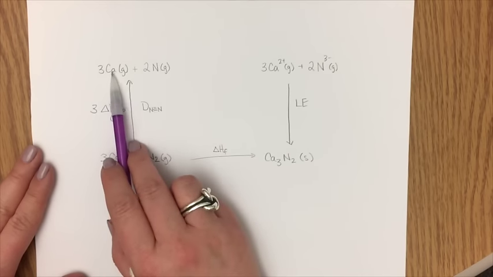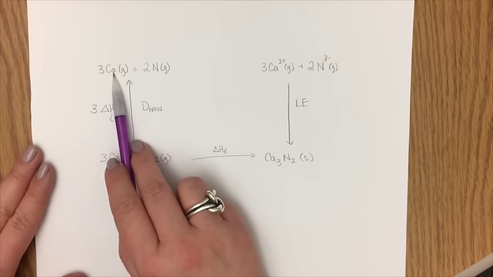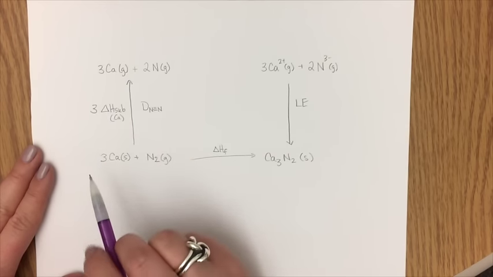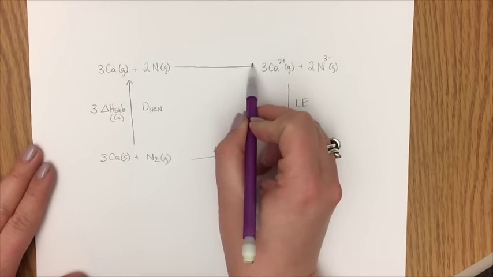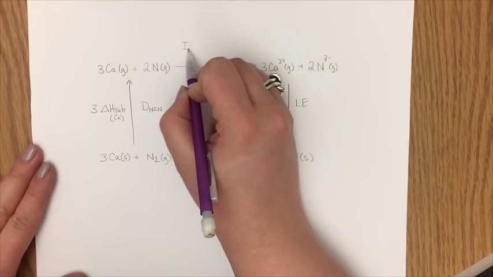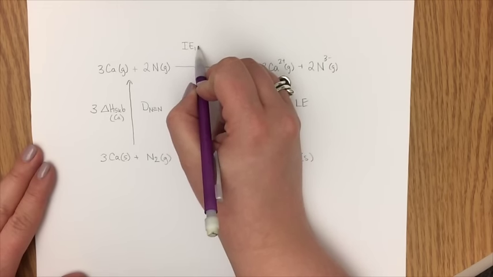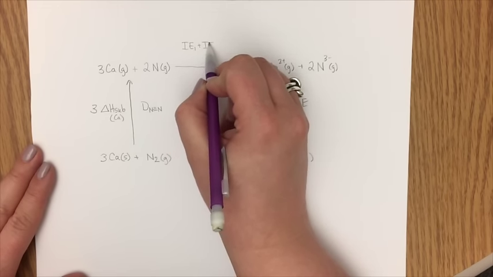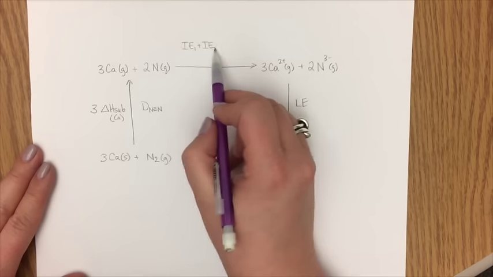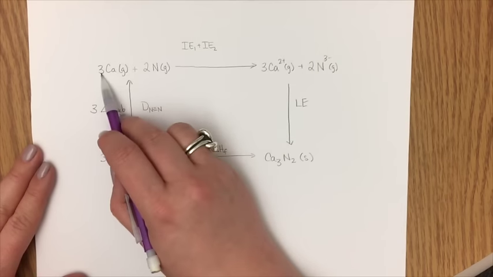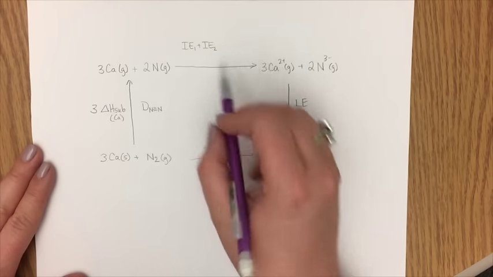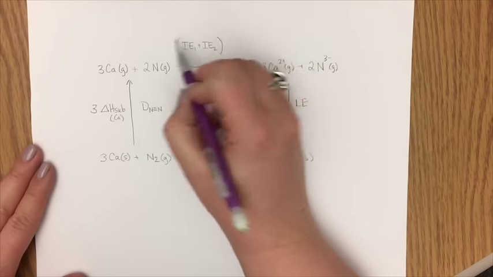Turns out each of these calcium atoms is going to have to lose 2 electrons. So we're going to need the first ionization energy and the second ionization energy to remove 1 and 2 electrons for calcium. And because we have 3 atoms or 3 moles of calcium here, we'll need to actually multiply these times 3.